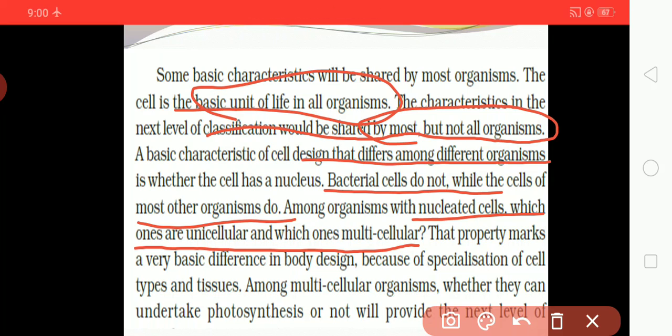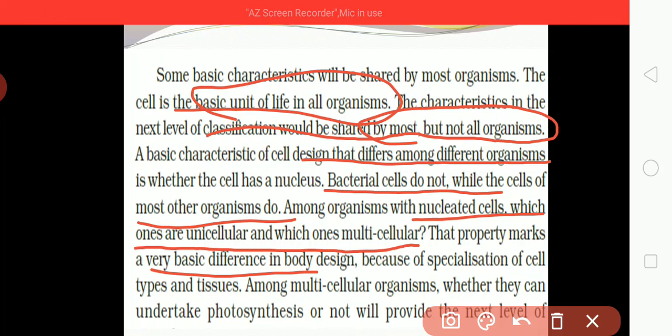That property marks a very basic difference in the body structure. Depending on that, we can judge the body structure of a particular organism by differentiating them as unicellular or multicellular, through which we can judge what the structure of that particular organism is.